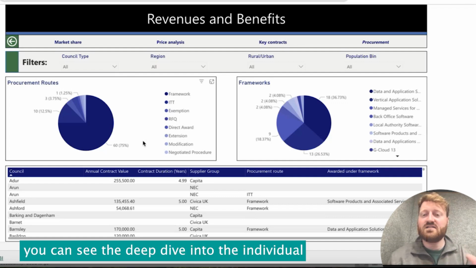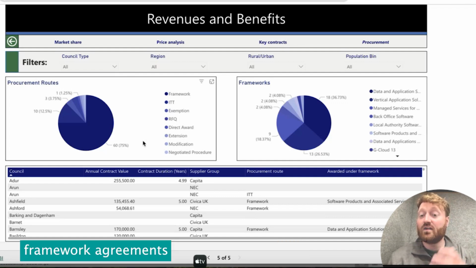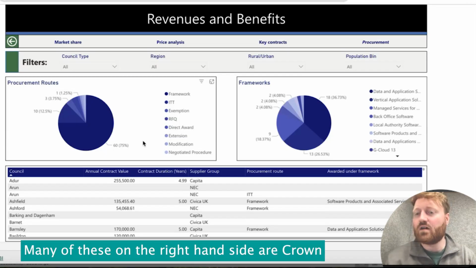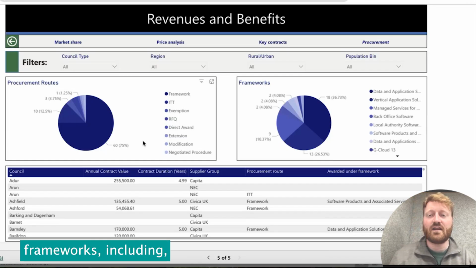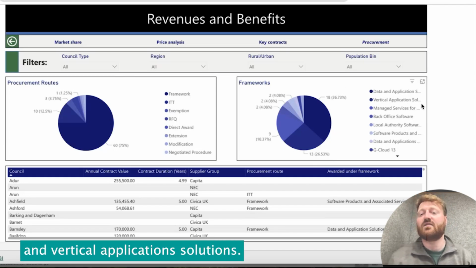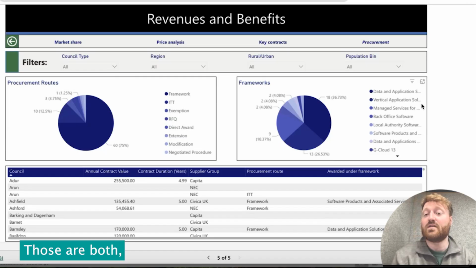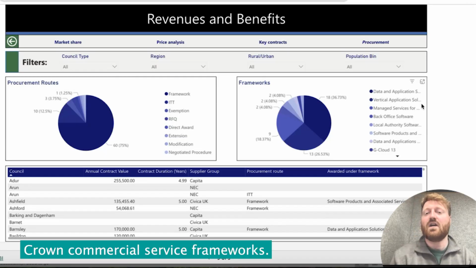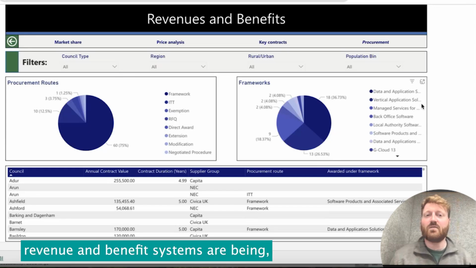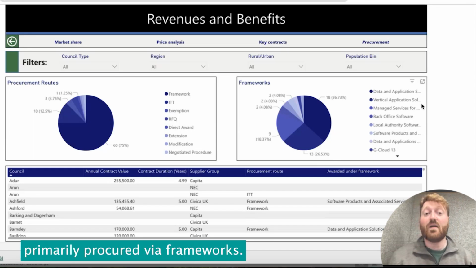On the right-hand side, you can see the deep dive into the individual framework agreements that might have been used. Many of these on the right-hand side are Crown Commercial Services frameworks, including the top two that you see there, Data and Application Services and Vertical Application Solutions. Those are both Crown Commercial Service frameworks. So what we're seeing is that it is an environment in this case where we think revenue and benefit systems are being primarily procured via frameworks.